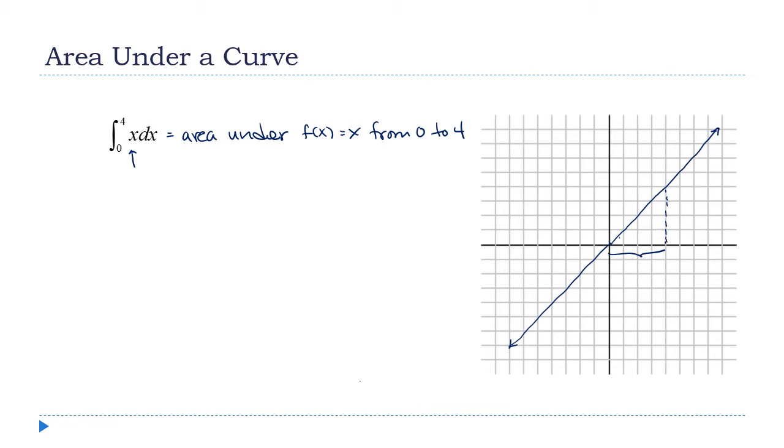Okay, so that's this area here. Well, wait a minute. I know that, right? That's a triangle. The base is 4. The height is, whoops, not h. The height is 4. So the area is 1/2 the base times the height, which is 8. So that's my answer. That's what this definite integral equals.